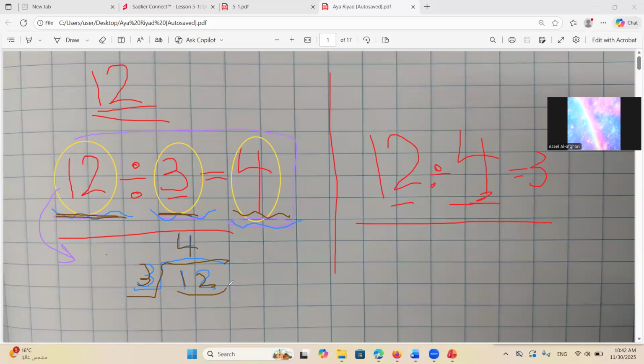Guys, what do we call this? Dividend. What do we call this? Divisor. What do we call this? Quotient. What about this? Can you make it as a long division? Come on. 12 divided by 4. Excellent. The answer equals what? 3. Good job. Actually, it's supposed to be here. Okay.